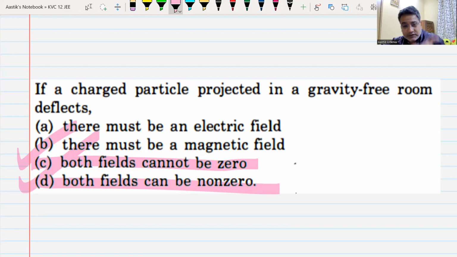Single charge was there, it was moving. Now it will not be a single charge, it will be a wire of current. Current also has charges moving in it. So in the next class, we will see the magnetic force on a current carrying wire. That would be our next topic.